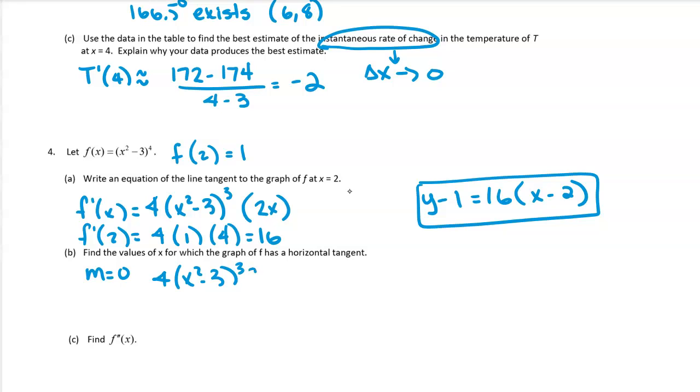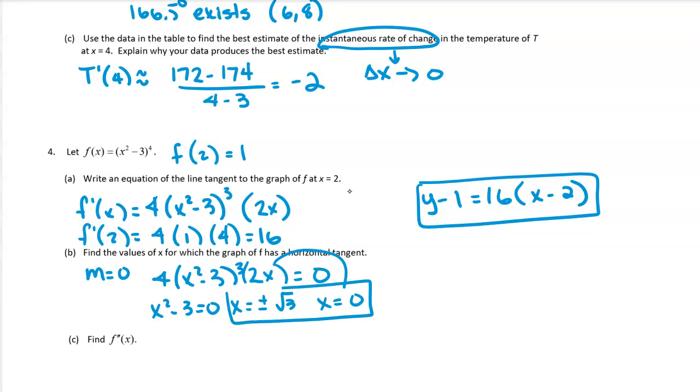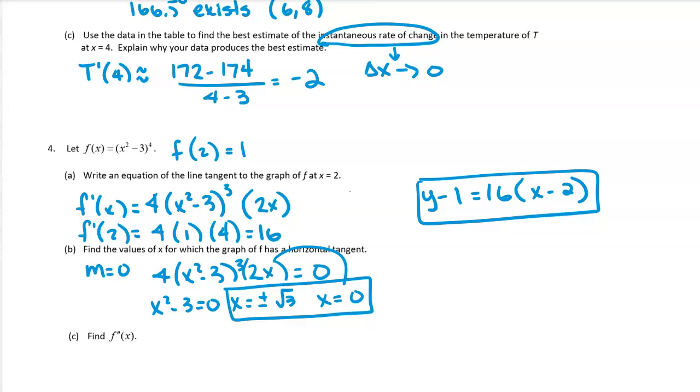And the beautiful thing about my derivative is it's already factored. You don't have to expand it and then factor it to get it. You're just ready to go. So x squared minus 3 equals 0. X equals plus or minus root 3, and then from this parenthesis, x equals 0. So there were 3 horizontal tangents of this graph.